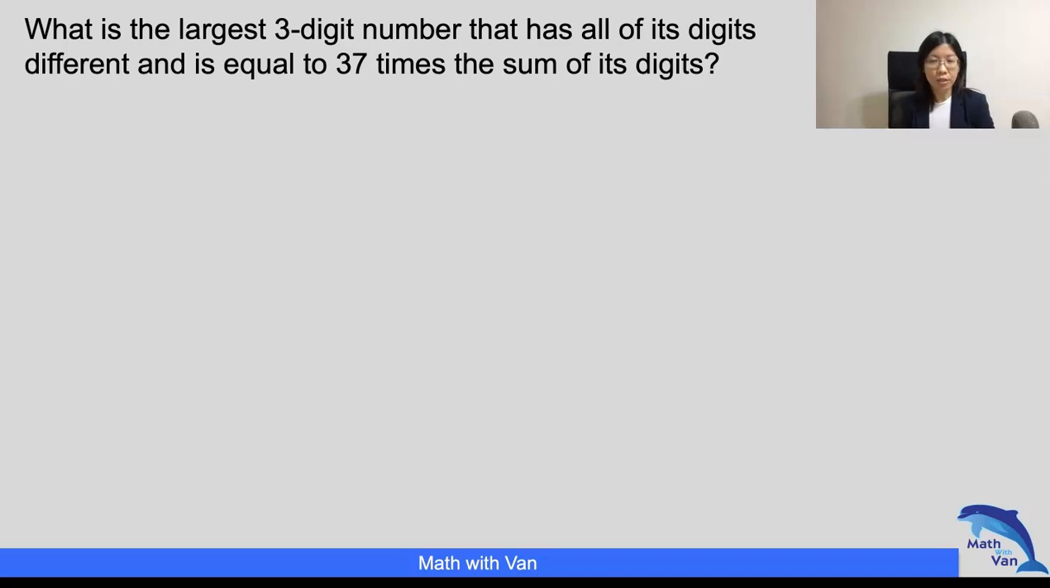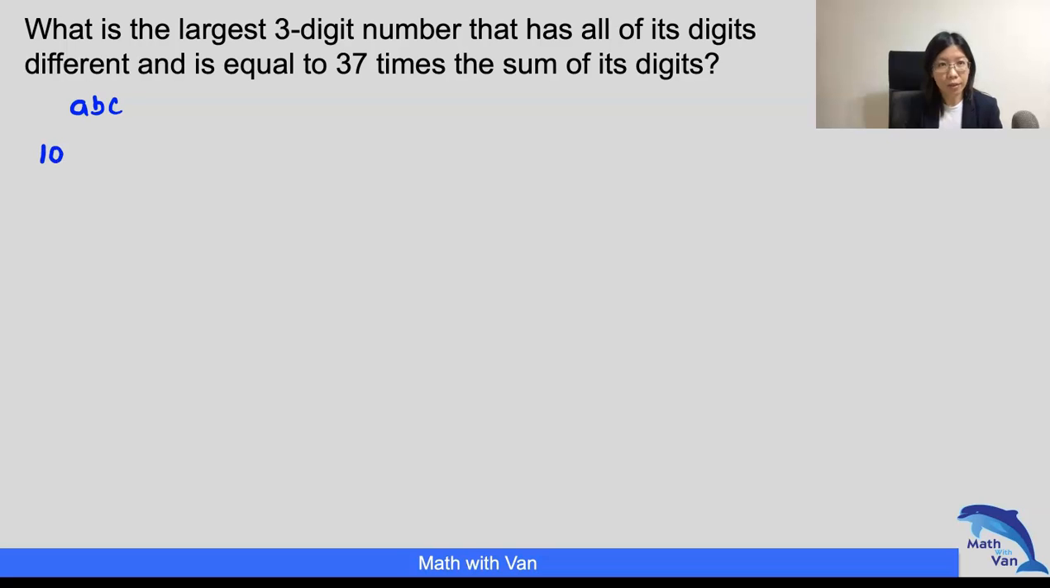What is the largest 3-digit number that has all of its digits different and is equal to 37 times the sum of its digits? Okay, so let's call this 3-digit number ABC. A is in the hundreds place, B is in the tens place, C is in the ones place. And let's put them in their respective values.